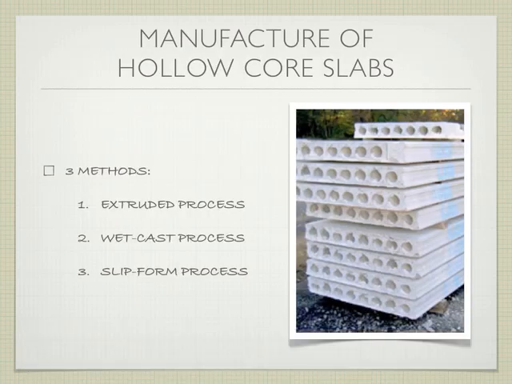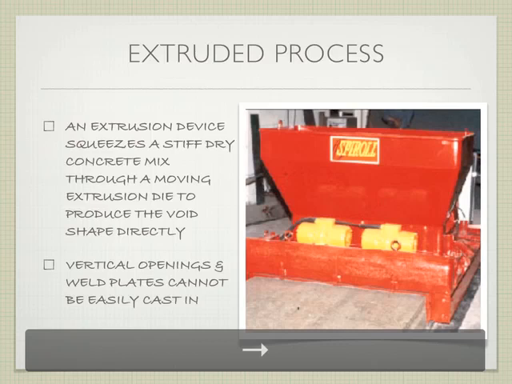Okay, so the manufacture of hollow core slabs is slightly different than these other precast elements. There's three different methods for how it's done. It depends entirely on what the prefabricator equipment is, and how they go about building it. So it's going to vary a little bit by plant. We have the extruded process, we have the wet cast process, and we have the slip form process. And there's advantages to each.